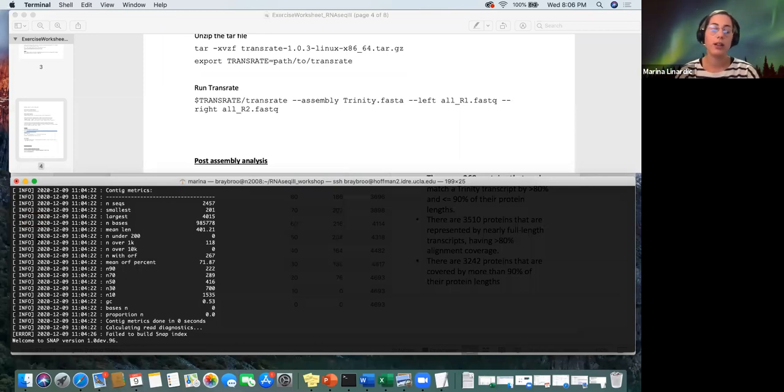GC level, the number of bases that are n, so the bases that are not assigned to ATGC, and then that's it here.